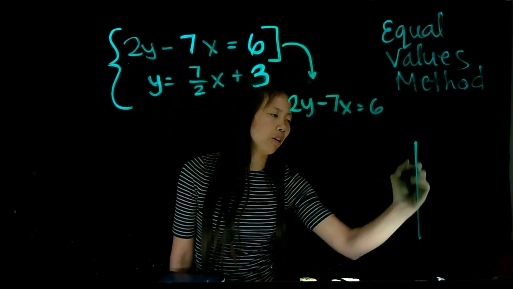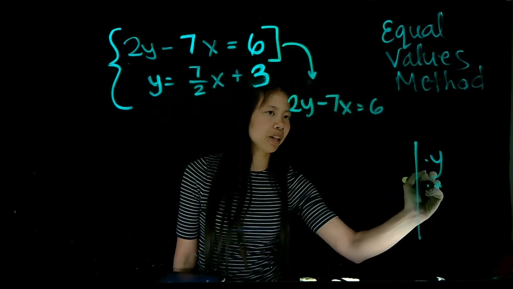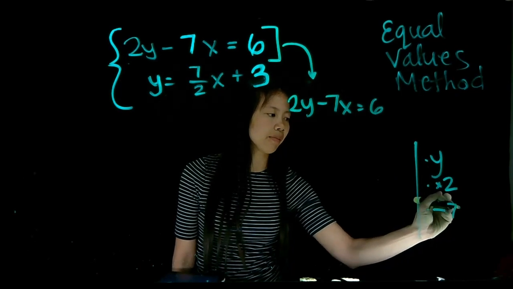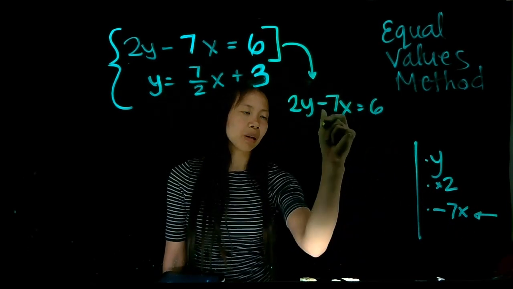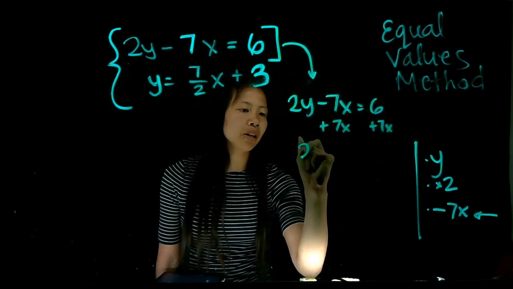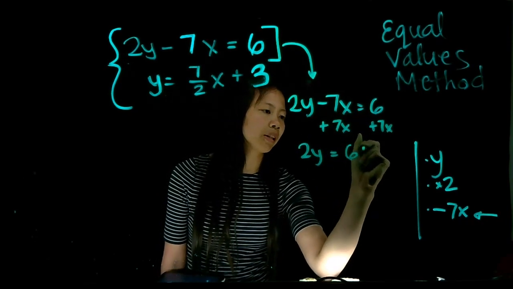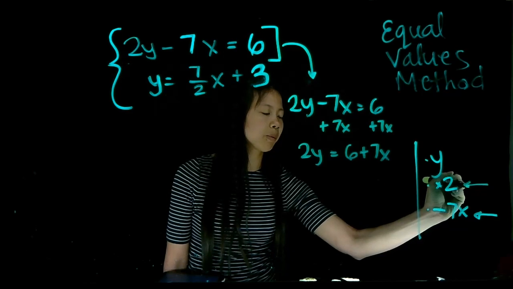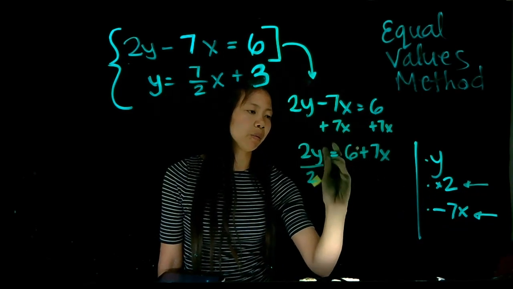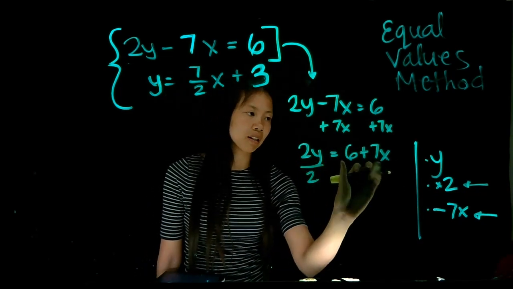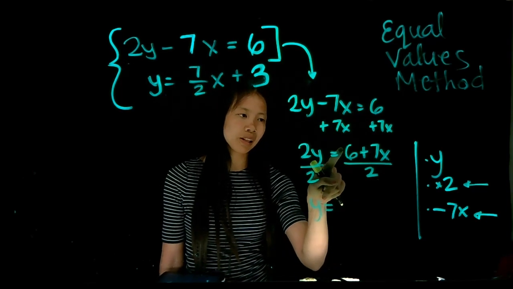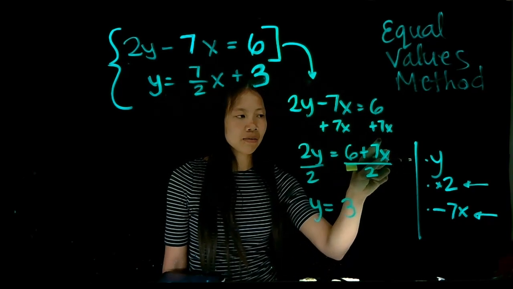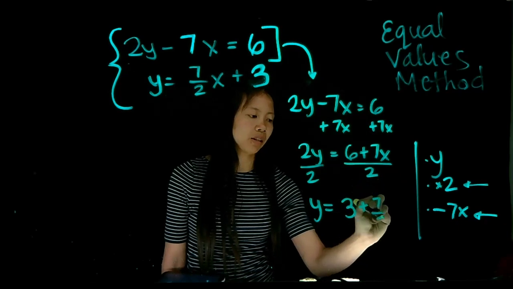Let's tell the story of y. y is being multiplied by 2, and then it's being subtracted by 7x. So to undo this equation, I can go backwards. To undo minus 7x, I'm going to add 7x on both sides. Now we have 2y equals 6 plus 7x. To undo times 2, I'm going to divide by 2. And remember, I have to divide this whole side by 2. So now we have y equals, and I can divide each piece. 6 divided by 2 is 3, and 7 divided by 2 is 7 halves, 7 over 2 x.